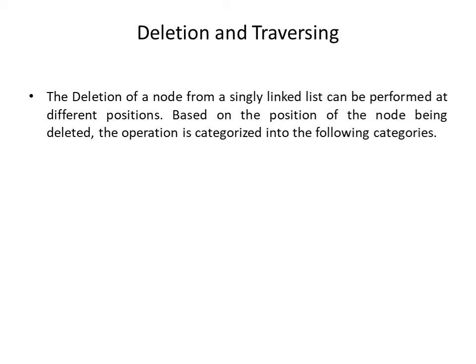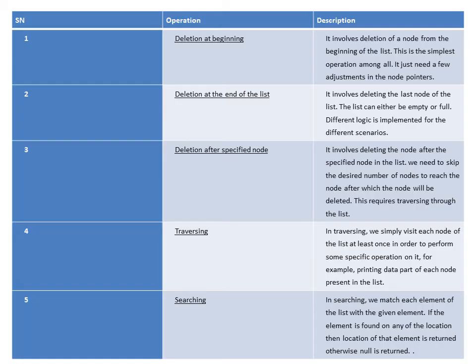Similarly, deletion is also done. The deletion of a node from a single list can be performed at different positions based on the position of the node being deleted. The operation is categorized into the following. What are those? Deleting at the beginning, as I told. Here also the elements can be deleted. Deleting at the end of the list, that is part of the description. Deleting after specified node, that means if I have inserted an element in between these two, that can be deleted.